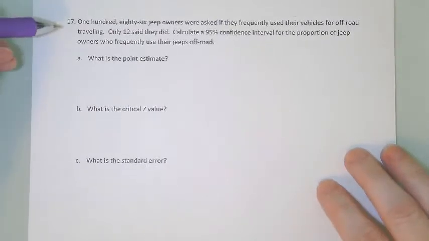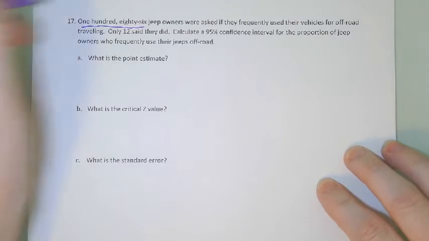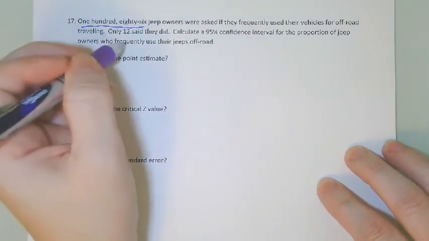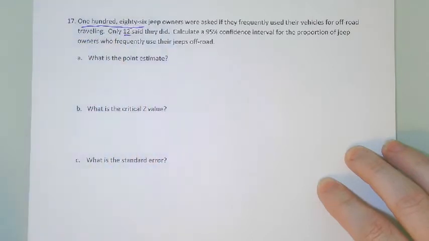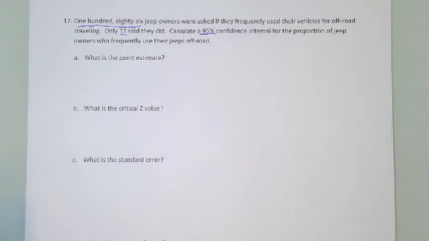So it says 186 Jeep owners were asked if they frequently use their vehicles off-road for traveling. Only 12 said they did. Calculate a 95% confidence interval for the proportion of Jeep owners who frequently use their Jeeps off-road. So first thing it asks us, part A, what is the point estimate?